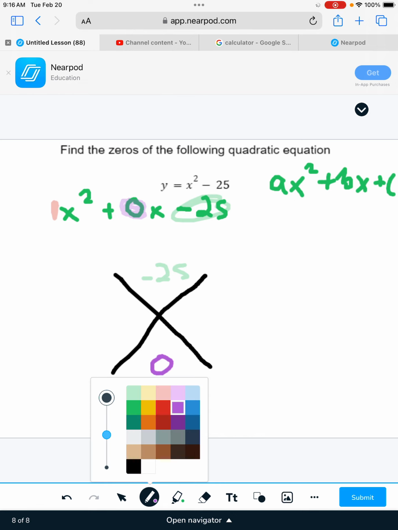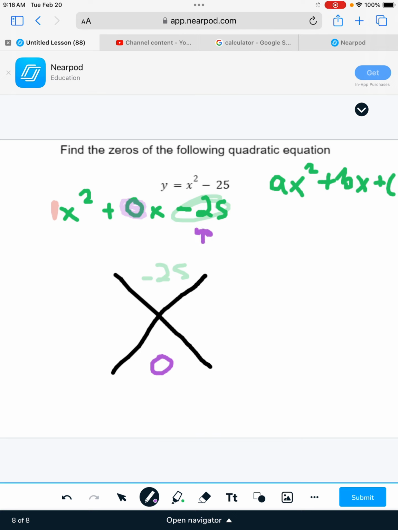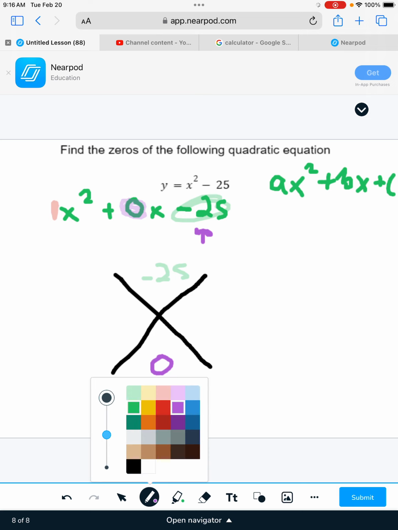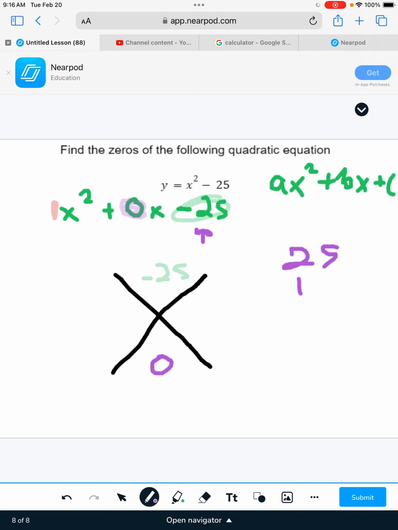And so I'm looking for factors that are going to subtract. Why subtract? Because this is a negative symbol. That means one number is positive, one number is negative, which means some kind of subtraction is going on here. And I'm looking for factors that give me 0 when I subtract them. 25 is a nice, easy number to work with, because out of 25, you've only got 1 and 25 and 5 and 5.